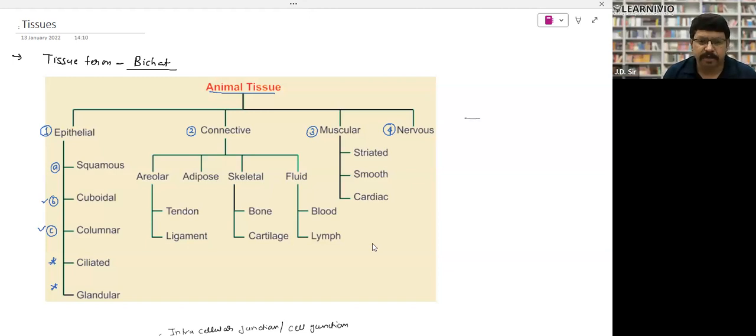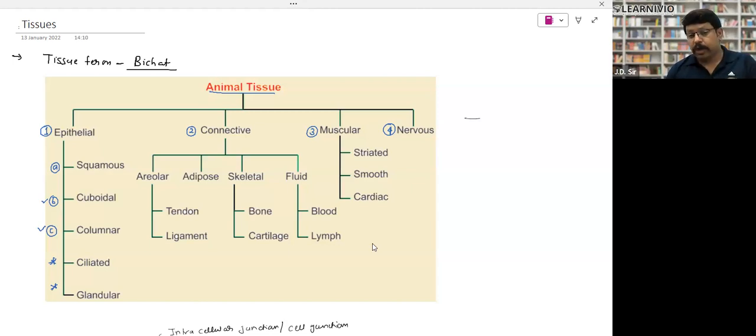Now we have further divided. We'll study them in the next slide. Further, epithelial tissue is of 3 types: squamous, cuboidal, and columnar. Now the rest you will see are ciliated and glandular. What are they? Basically, ciliated or glandular tissues are modifications of cuboidal or columnar. So if cuboidal tissue or columnar tissue develops cilia, we will call them ciliated tissue, not cuboidal or columnar. Got it?